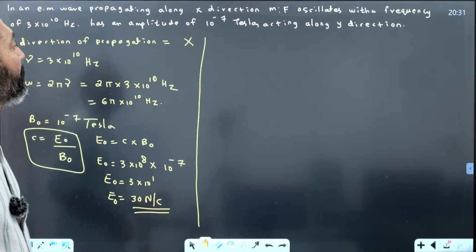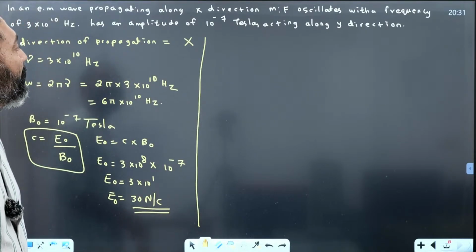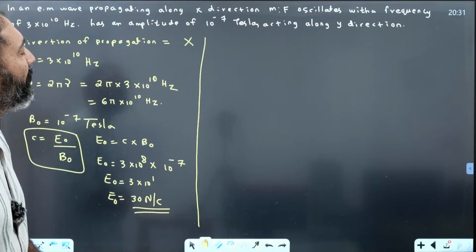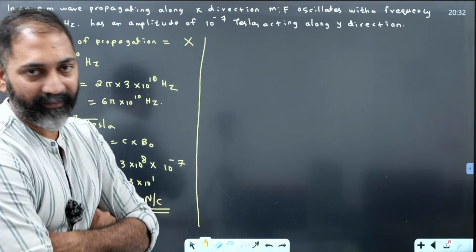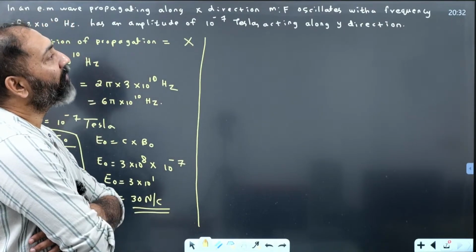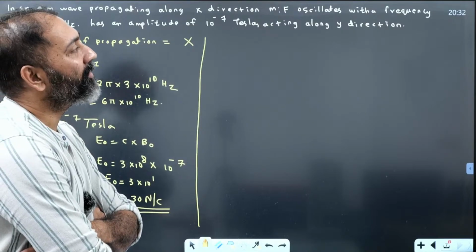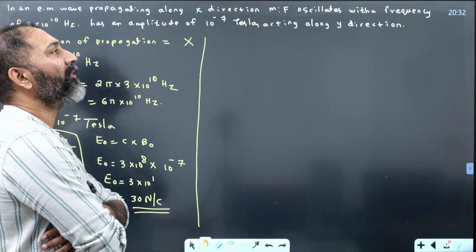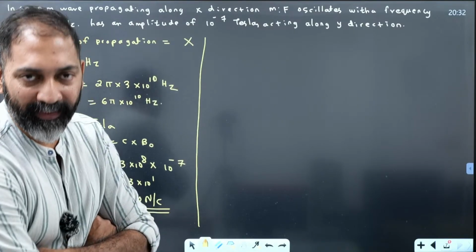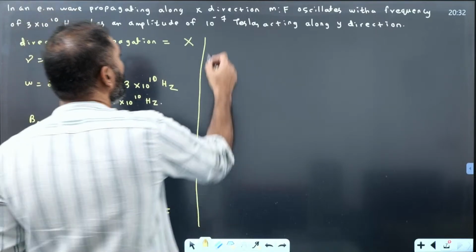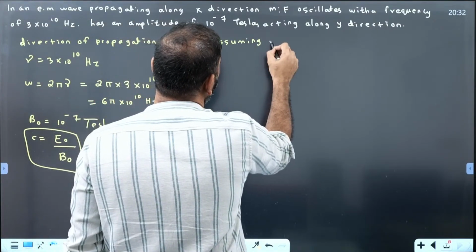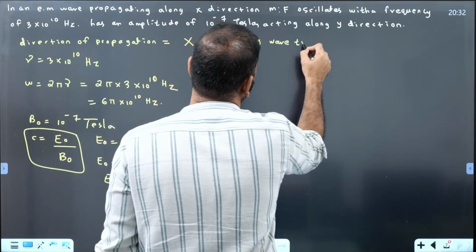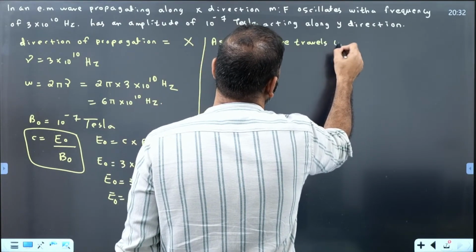Suppose we don't know what the wavelength is. So we have to find out wavelength. In order to find out wavelength, it is not given through which medium the electromagnetic wave propagates. So we are assuming the wave travels through vacuum.